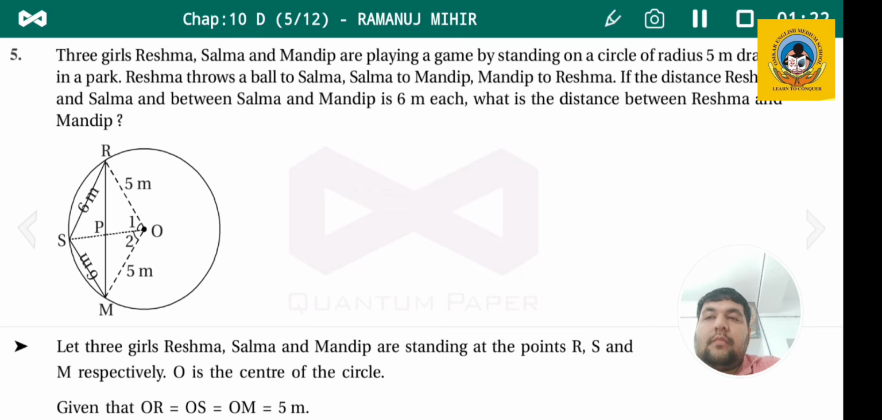Reshma throws a ball to Salma, Salma to Mandeep, and Mandeep to Reshma. If the distance between Reshma and Salma and between Salma and Mandeep is 6 meter each, what is the distance between Reshma and Mandeep? So now see, it is a very important question.